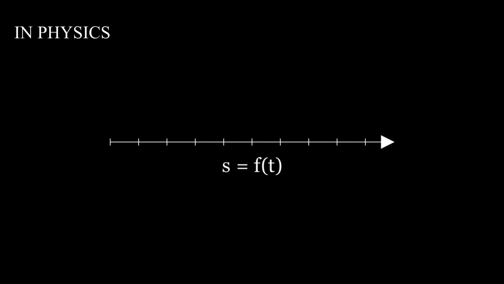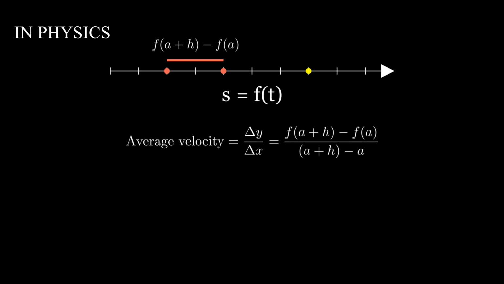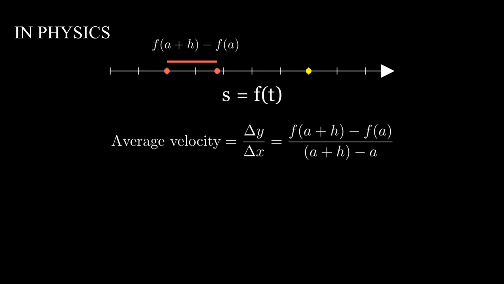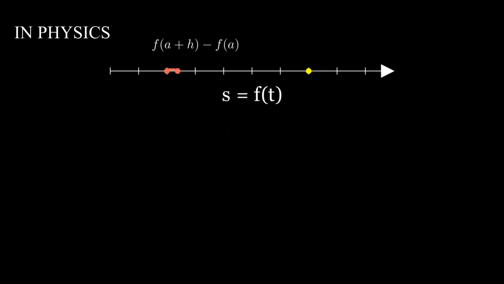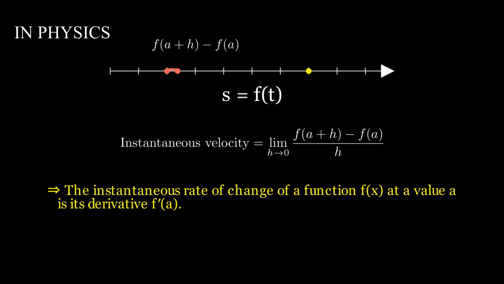Suppose an object moves according to the function x = f(t) over the time interval from a to a + h. The distance traveled is f(a+h) - f(a). The average velocity over an interval is the distance traveled divided by the time taken. However, if we consider an extremely small time interval, as h approaches 0, we get the instantaneous velocity v(a), and that is precisely the derivative of the position function.